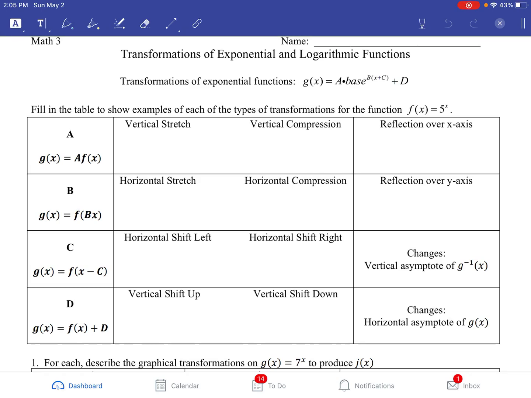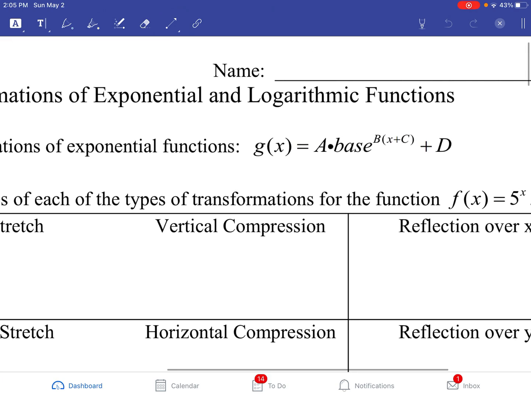So today in Math 3, we're going to look at transformations of exponential and logarithmic functions. Now again, this is a good thing because we've looked at transformations a number of times. We even did transformations in the last unit. So we're just going to look at transformations for this. All the same rules basically apply to these functions just like they did before.